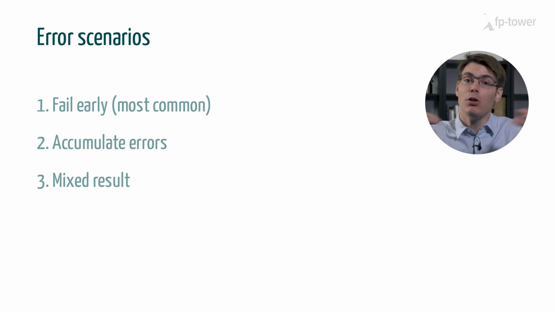Two, we can accumulate errors, meaning that when there are several issues, we want to know them all. For example, when we receive a request, we may want to validate all fields in order to know which ones are invalid. Finally, we can have a mixed result, something that is partially successful and partially wrong.